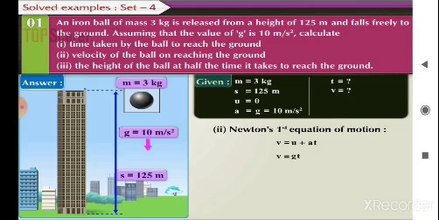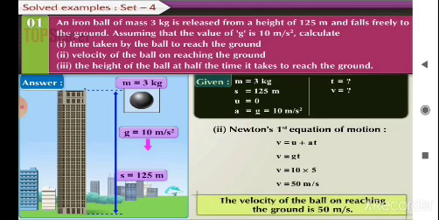V is equal to gt, because u is equal to 0. V is equal to 10 into 5. V is equal to 50 meter per second. The velocity of the ball in reaching the ground is 50 meter per second.